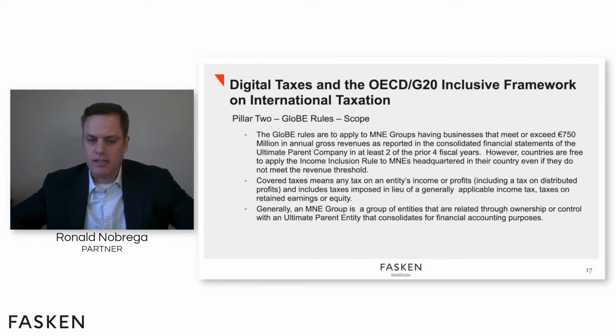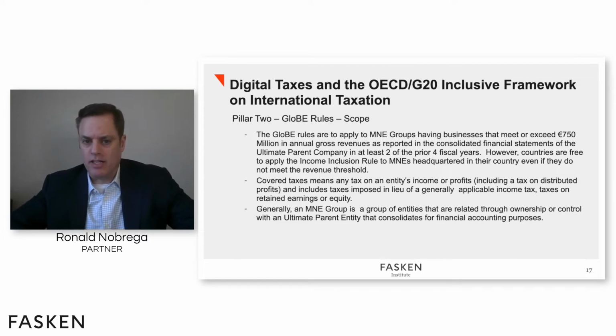Jumping to the next slide. The global rules will apply to multinationals having businesses that earn at least 750 million in annual gross revenues in at least 2 of the last 4 years, and that will be determined based on the ultimate parent company's consolidated financial statements. Countries are able to have lower thresholds if they wish, but only for multinationals that are headquartered in their jurisdiction.